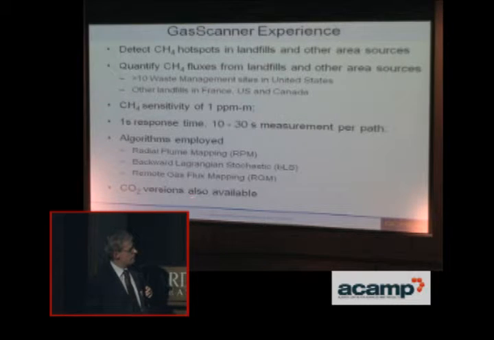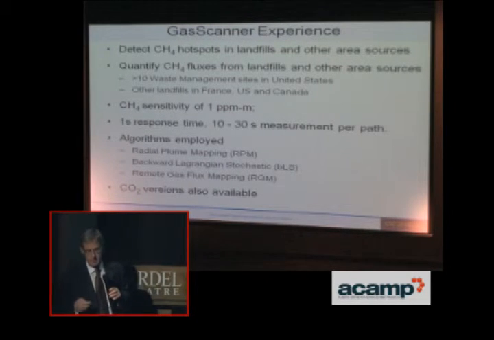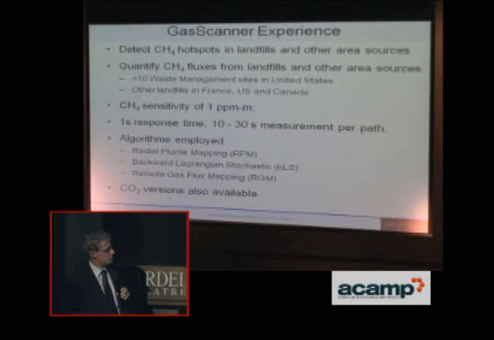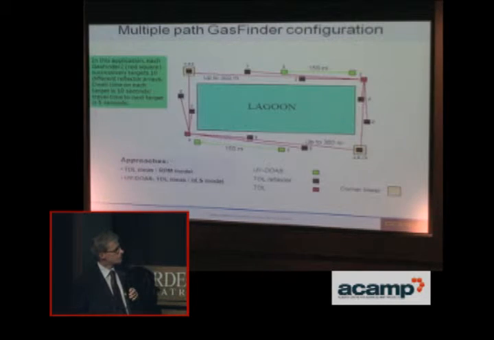The radial plume mapping technique was developed by the University of Washington and is endorsed by the US EPA for area source emissions. And we have been working with a large international oil company in demonstrating the capability of a technique called remote gas flux mapping for enabling the pinpointing of leaks and the quantification of emissions from large oil and gas area sources, like, for example, tailings ponds and gas plants and such. This shows a typical configuration for monitoring emissions from lagoons with multiple paths set up around the lagoon.